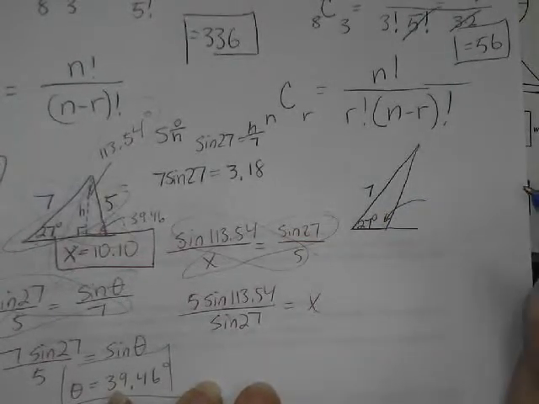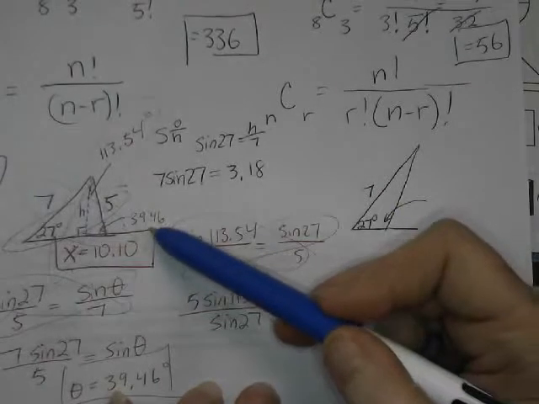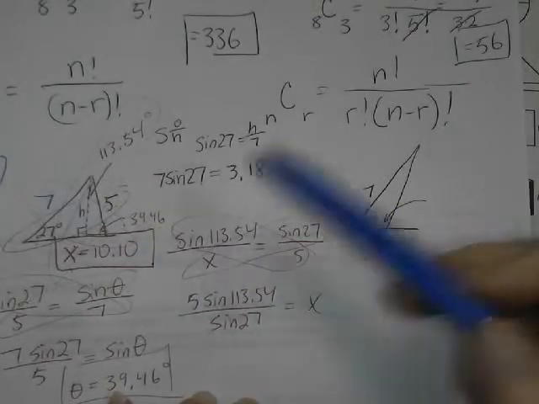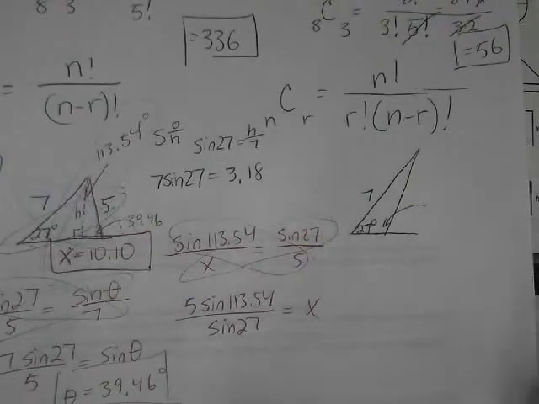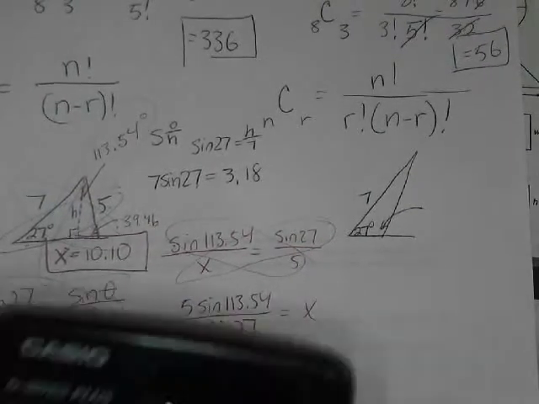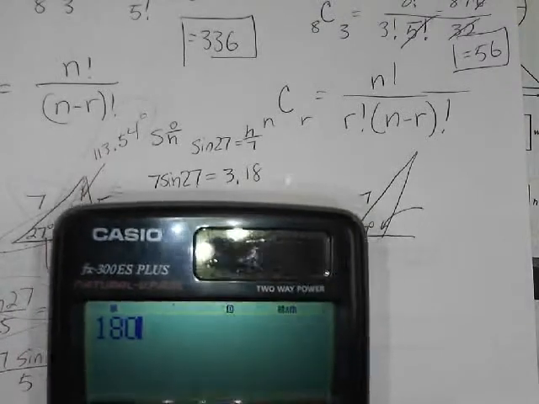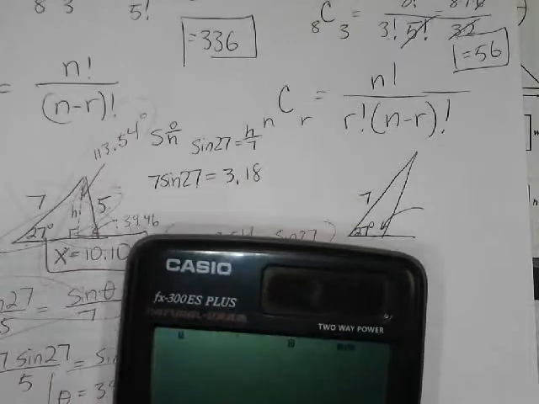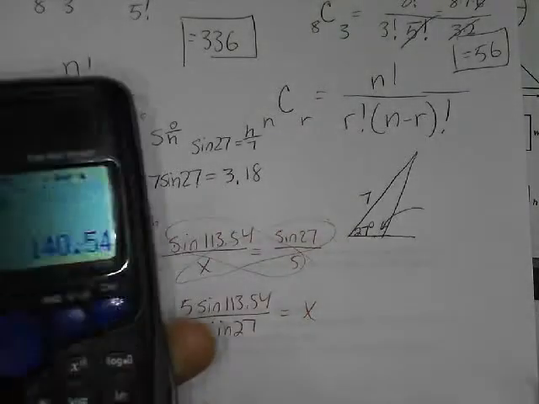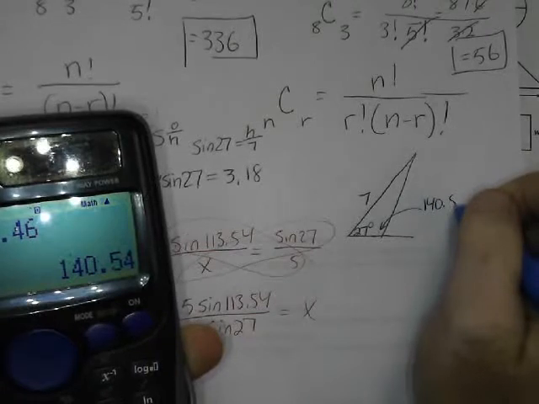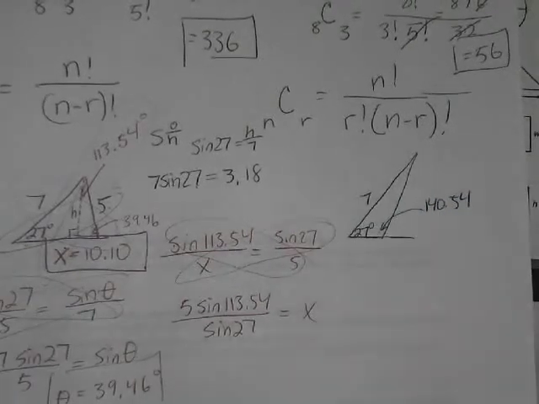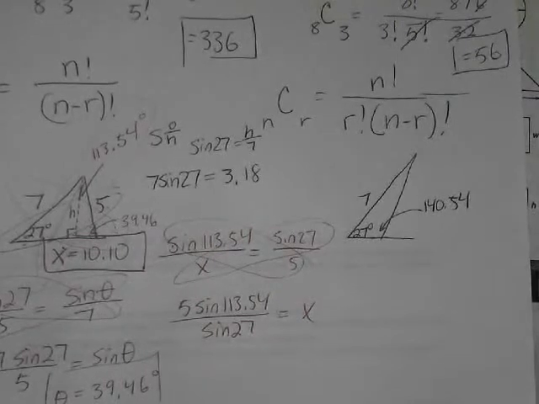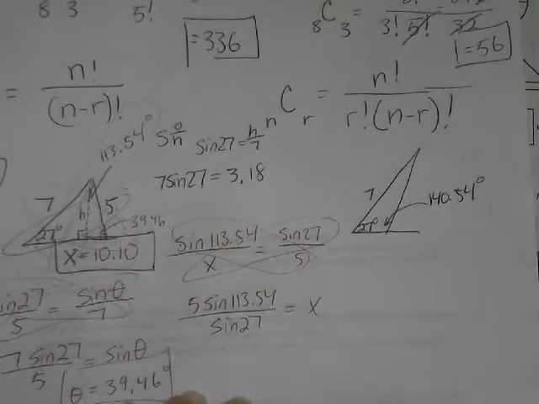The acute angle that we got was 39.46. I get the obtuse angle by going 180 minus 39.46. 180 minus 39.46. That gave me 140.54. And I can always keep checking in my book. This exact problem is right on the opposite page, and I can check and see how they rounded it and everything.